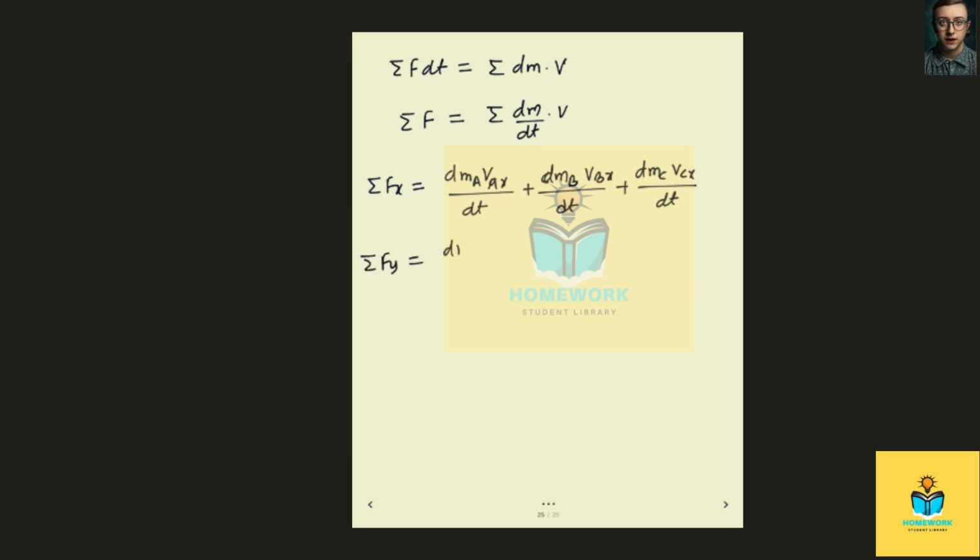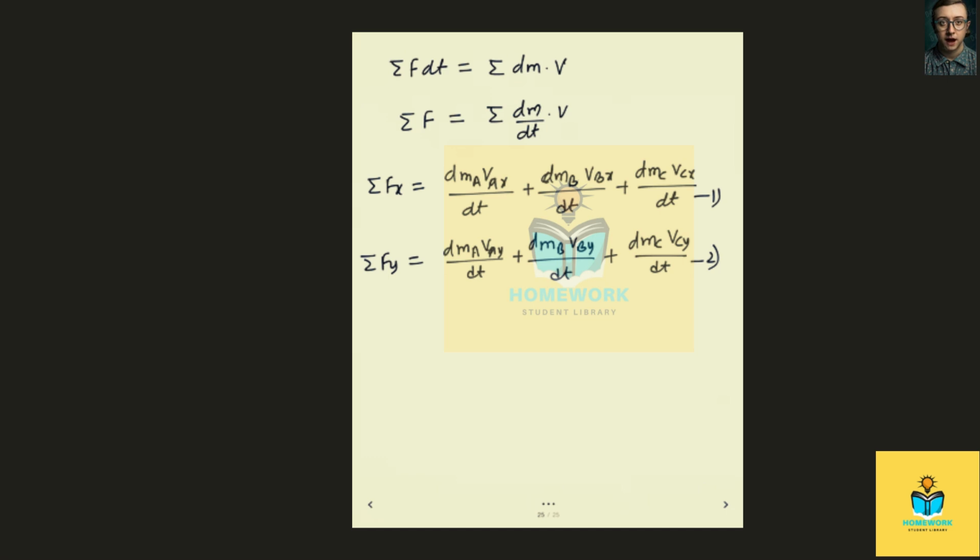Similarly, we can write summation Fy equals dma Vay divided by dt plus dmb Vby divided by dt plus dmc Vcy divided by dt. So say this is our equation number 1 and this is our equation number 2.